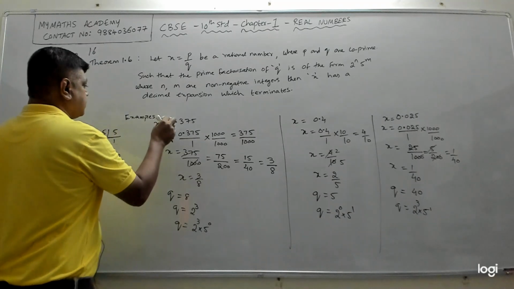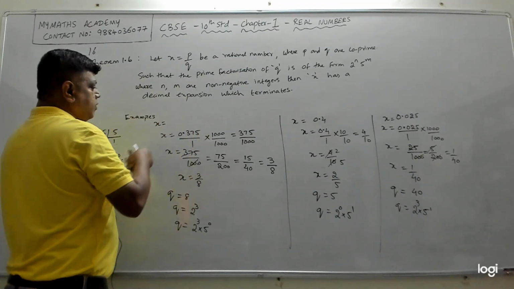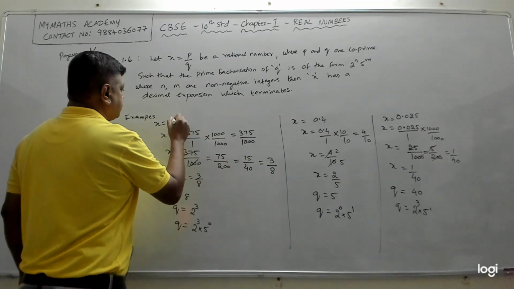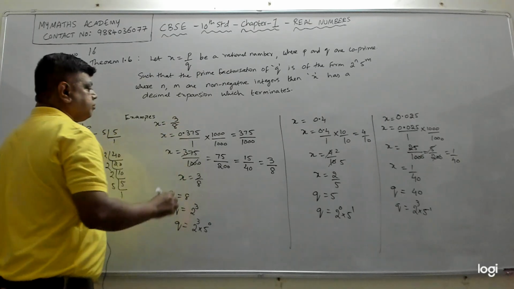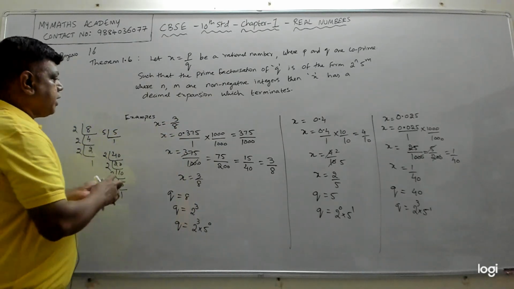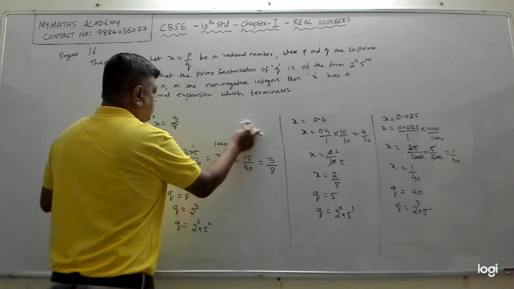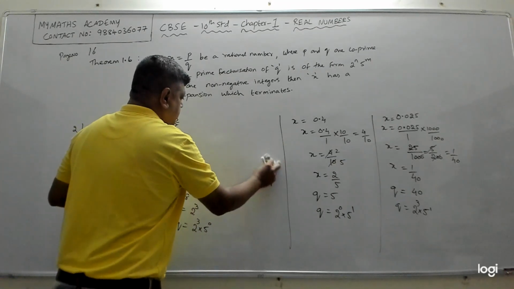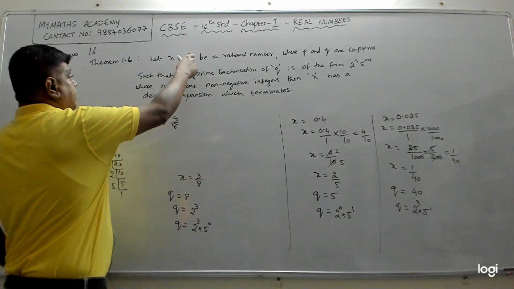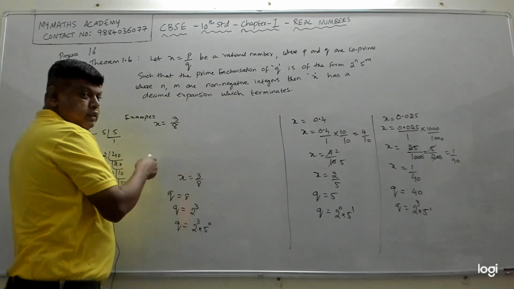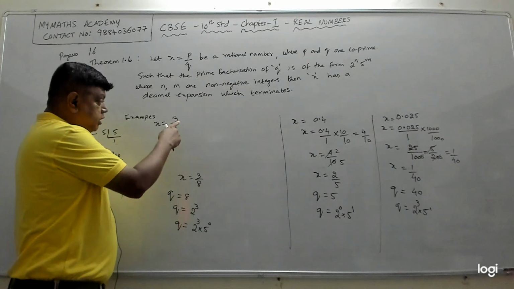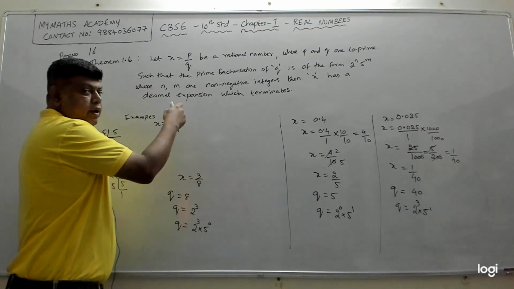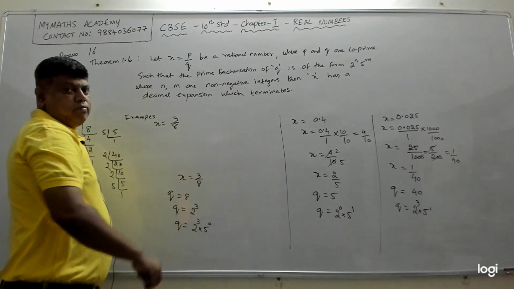Let me erase this. Here x cannot be a decimal, so x is 3 by 8. Suppose x is 3 by 8. Now what we should do is, whenever x is given in a fraction form, you check whether it is simplified. If not, you should simplify it and make it the simplified form.